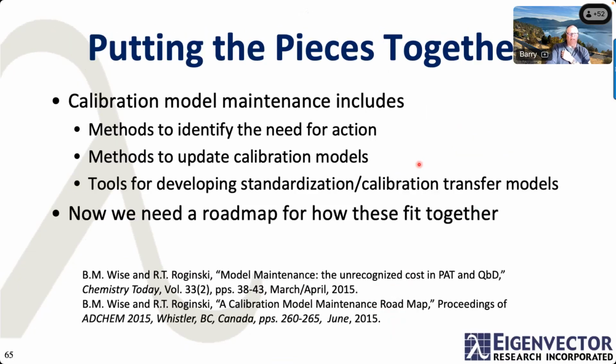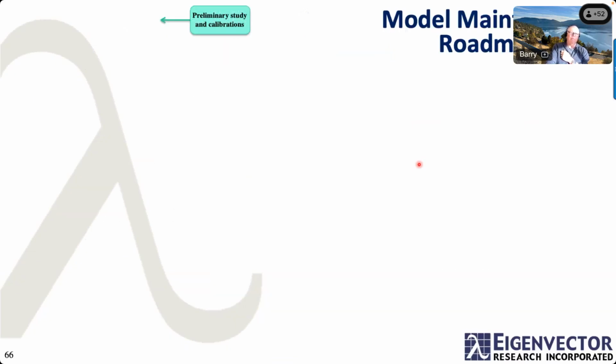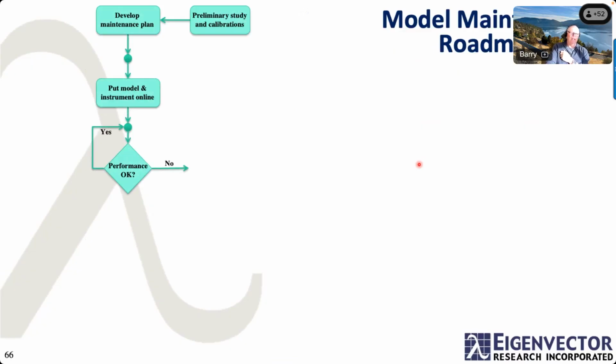Putting the pieces together, well, you need a method to identify the need for action, a method to update them, and tools for developing these standardization calibration transforms. So here's the roadmap. You start with your preliminary study and calibrations. You develop a maintenance plan. You put your model and instruments online. Bob discussed that. So is your performance okay? Yes or no? If yes, well, then you just keep operating.